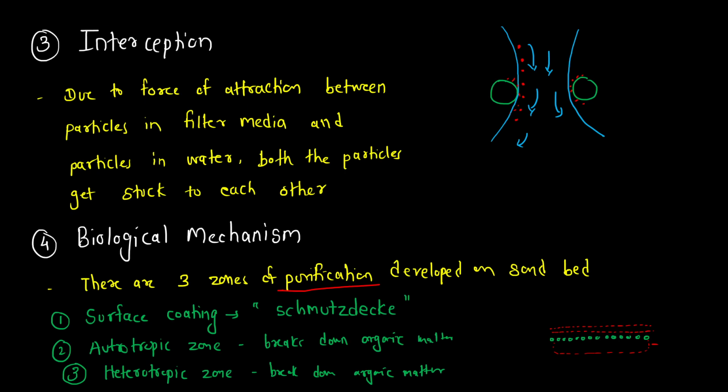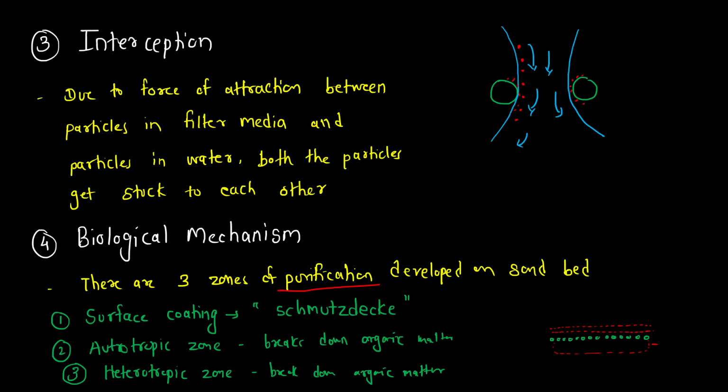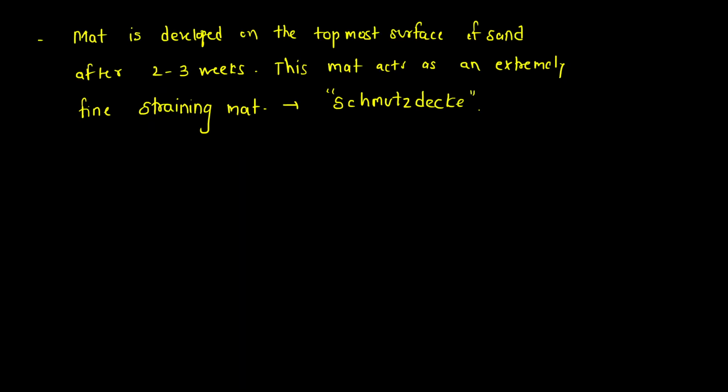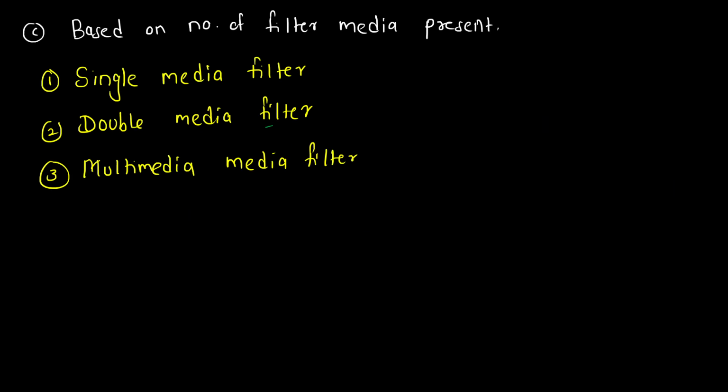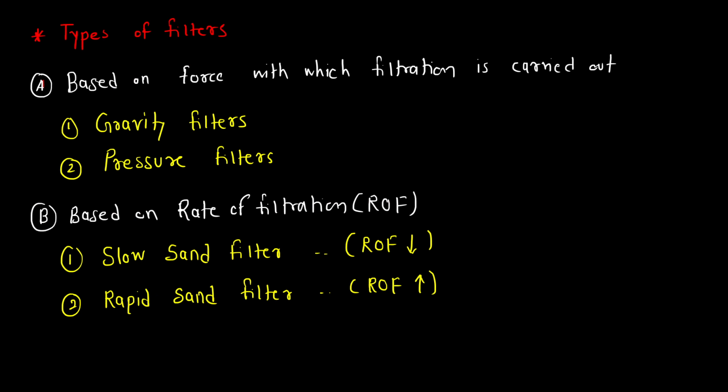So this is how the entire filtration mechanism is done. From this part, the mechanism of filtration, you have to remember the different stages: mechanical straining, sedimentation, interception and biological mechanism, and the one point about smooth deck. Okay, so that's it for the introduction part of filtration. From the next video, we'll start with slow sand filters, and after that rapid sand filters.